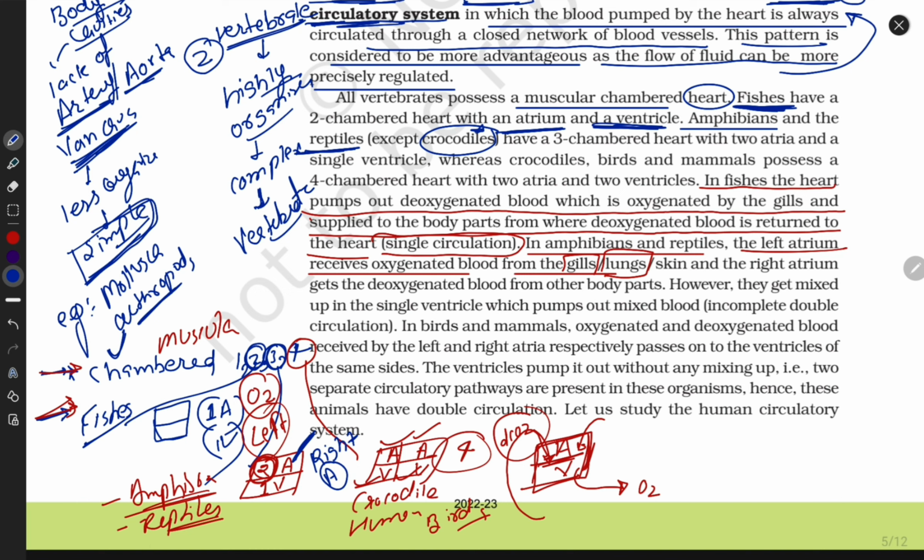Alright. Now next, in birds and mammals, oxygenated and deoxygenated blood is received by the left and right atria respectively.